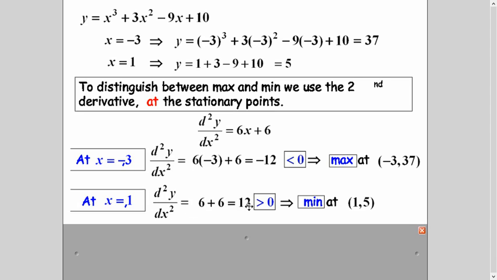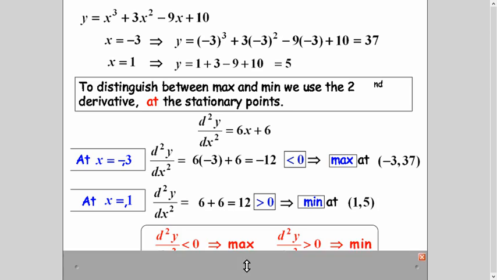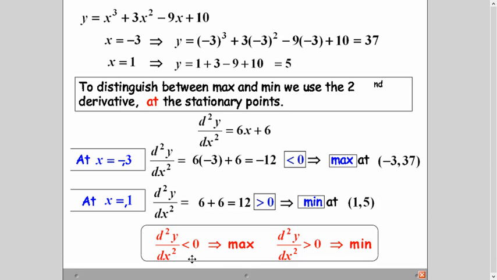And when you plug in x equals 1 in this second derivative, your answer is 12. Now it is a positive answer, so you can say it is a minimum value, right? So we have already seen this. Whenever we see double derivative less than 0, it is maximum. When it is greater than 0, it is minimum.